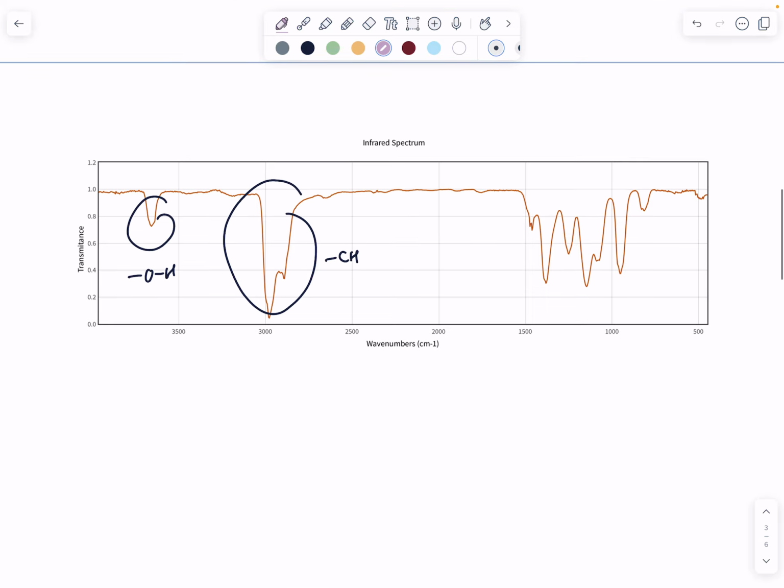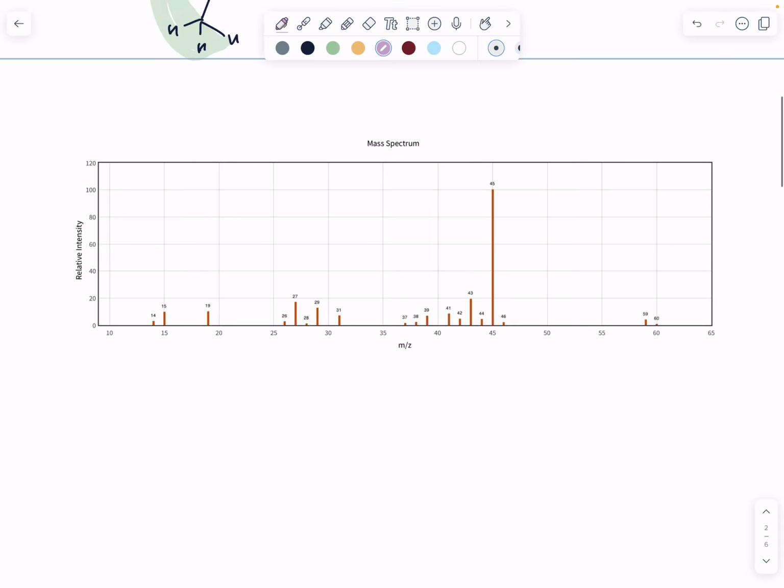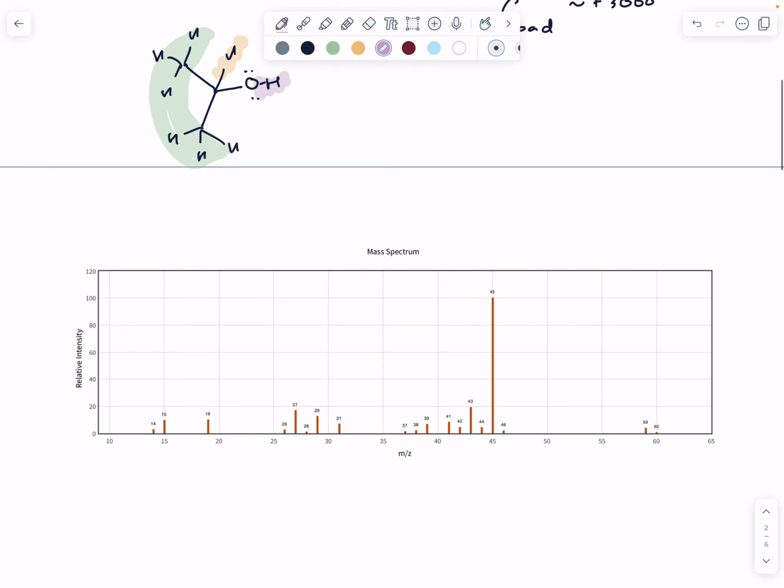But the last thing we need to check is our mass spec. And honestly, you could have solved this just by looking at the mass spec because you're going to expect a peak that is about the same mass as your structure. So you can look up isopropyl alcohol mass. You don't even have to calculate it. You can look it up. It's 60 grams per mole.